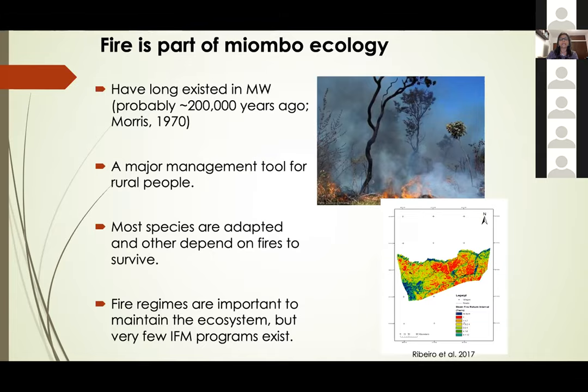The thing is that the fire regimes are very important, and they are changing, as Rosa mentioned, and Annie also mentioned in the beginning. The fire regimes are changing, but very few experiences in IFM exist in the region. And in Mozambique, there are no IFM experiences.